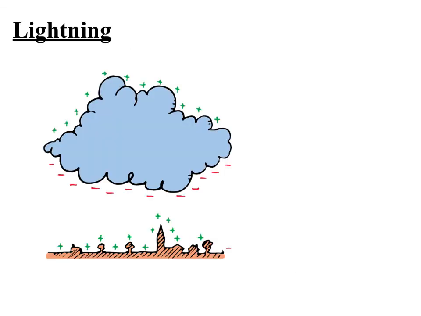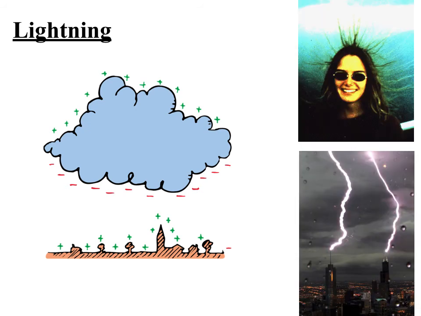Lightning is a great example of separation of charge. Okay, so what happens with lightning? What happens is that charge separation happens inside of a cloud. Now, we're not fully aware of why charge separation happens in the cloud, but it does. And we end up with certain areas of cloud that are very positively charged and certain areas of cloud that are very negatively charged.